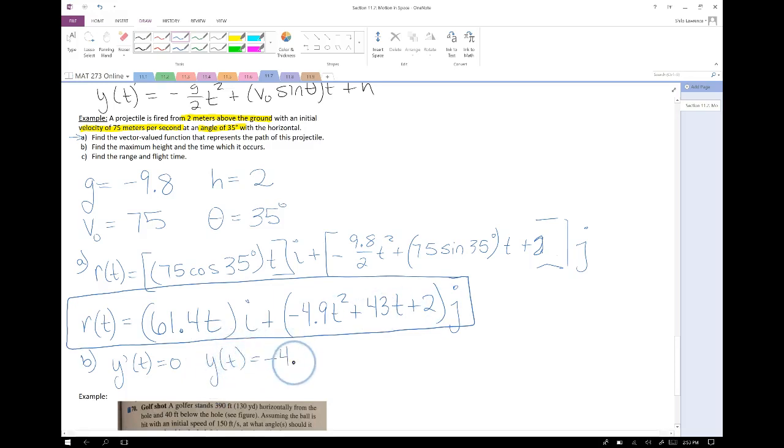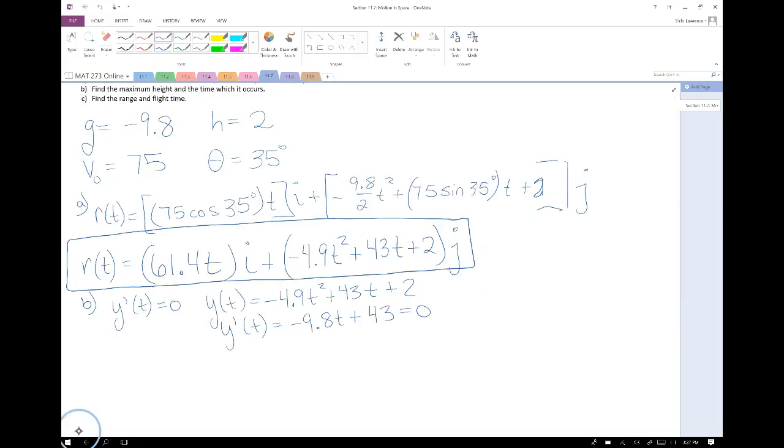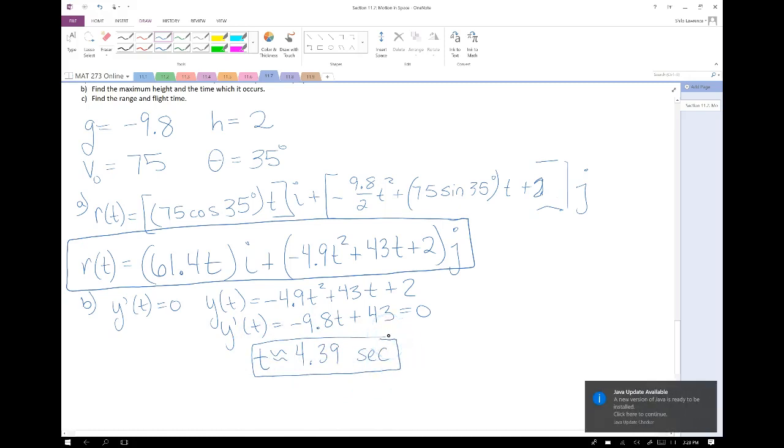So y of t is negative 4.9t squared plus 43t plus 2, and we need the derivative for this. y prime of t is going to be negative 9.8t plus 43, and we want to know where that equals 0. So just subtract your 43 over and divide your negative 9.8 over, which turns out to be about 4.39 seconds. When you read these problems, even though it asked us to find max height first, we really have to find the time first.